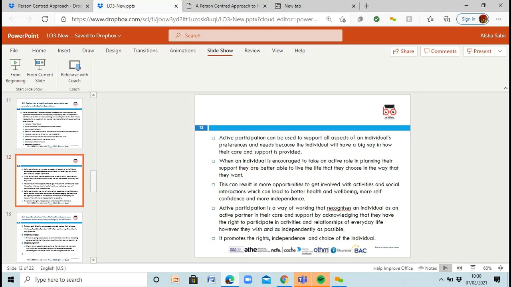Now, active participation also helps you get more opportunities. You're more involved in activities, you're more socially interactive, and this can help physically, but mentally it will actually help you feel better. You'll get a better mental health and better well-being. You'll be more self-confident and you'll be more independent.